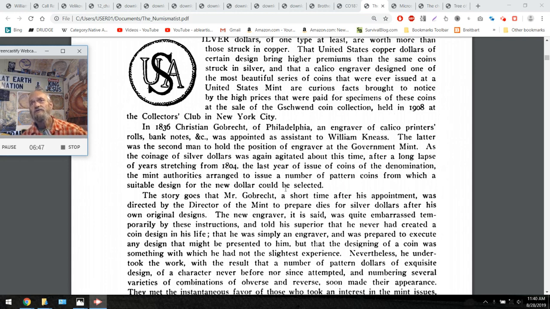In 1836, Christian Gobrecht of Philadelphia, an engraver of calico printers' rolls, banknotes, etc., was appointed to assist William Kneass.